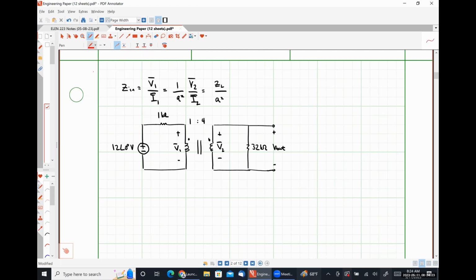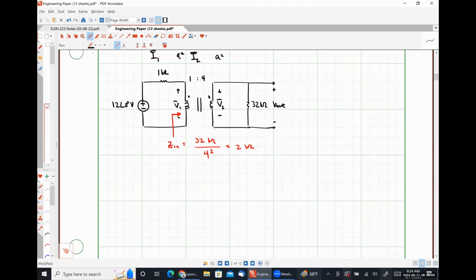So looking in to the transformer just after this 1 kilo ohm resistor, what we would see would be our 32 kilo ohm resistor divided by our turns ratio, so 4:1 or 4 squared. What we would see would be a 2 kilo ohm resistor from the perspective of our primary side. So effectively, we have 12 angle 0 degrees connected to a 1 kilo ohm resistor connected to a 2 kilo ohm resistor. And this is our voltage V1. So what should V1 be?